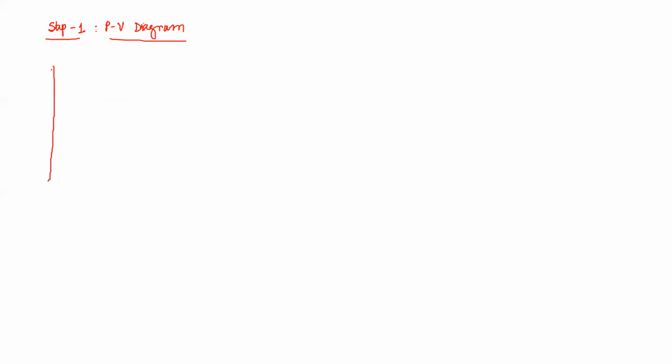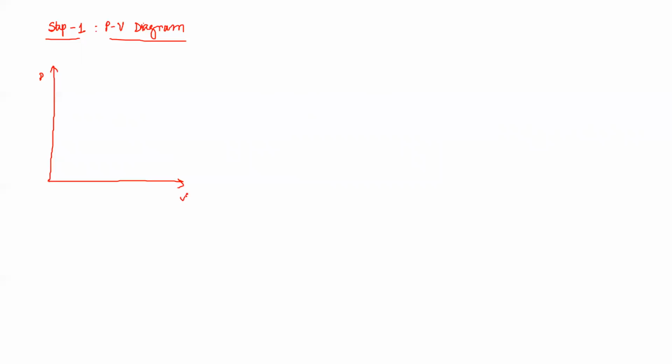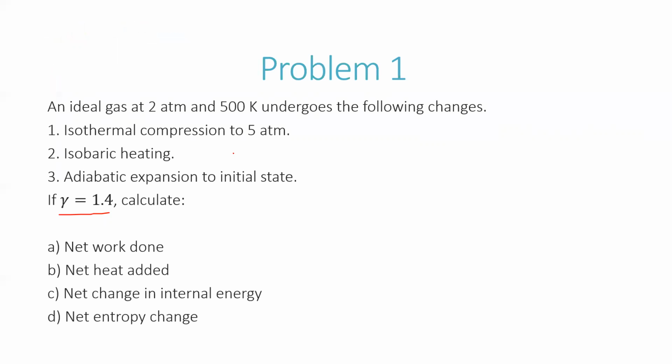So this is our pressure, volume. Let's draw the PV diagram for the same. Its initial state is 2 atm and 500 Kelvin, so let's mark it somewhere here. Pressure is going to be 2 atm and temperature is 500 Kelvin.